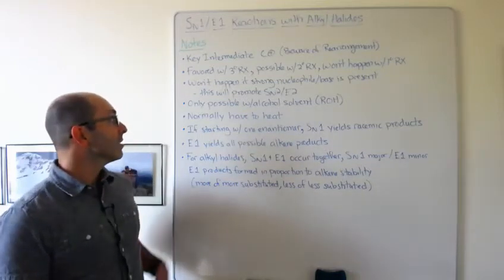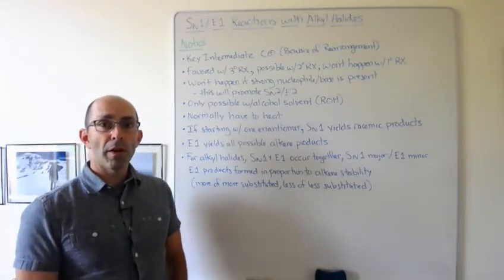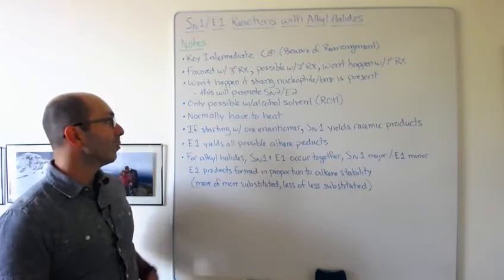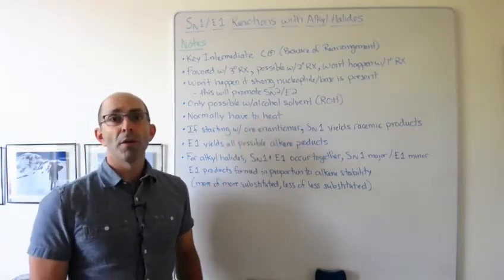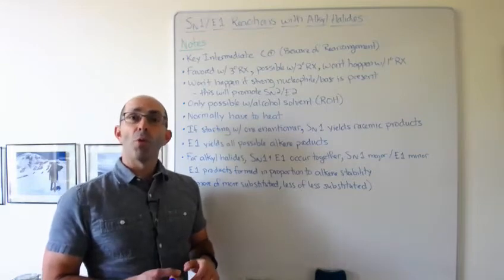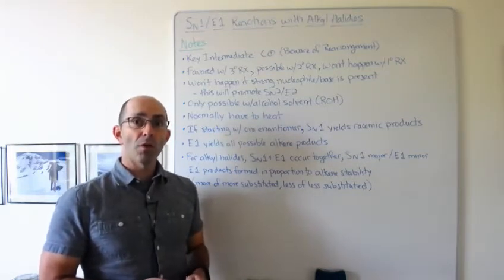In that case, it's going to promote SN2 and E2, and I'll make a separate video on SN2 and E2 reactions. It's only possible when there's an alcohol solvent, right? So SN1, E1, we're going to have a tertiary or secondary substrate. We're not going to have a nucleophile or base present, and we're going to have an alcohol solvent.